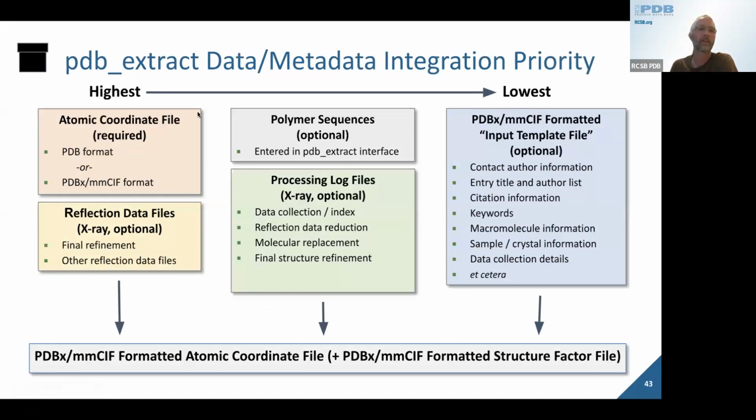The highest priority content are the contents of the provided atomic coordinate file. As I said, it can be in either the legacy PDB format or in PDBx mmCIF format. For X-ray diffraction entries, you can also provide reflection data files, and you can take all of those data files and integrate them into a single PDBx mmCIF formatted structure factor file. Actually, as a side note, if you have multiple data sets but you can only provide a single structure factor file, you can take those multiple data sets and combine them together into one structure factor file.